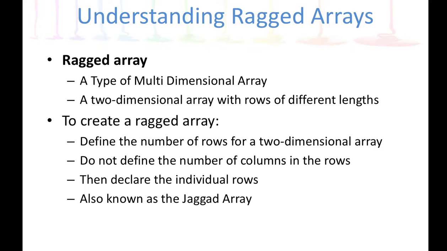Ragged array, a type of multi-dimensional array. A two-dimensional array with rows of different lengths. So ragged, that's where you get it. To create a ragged array, define the number of rows for a two-dimensional array. Do not define the number of columns in the rows. That'll just make it too complicated. Then declare the individual rows, also known as the jagged array.